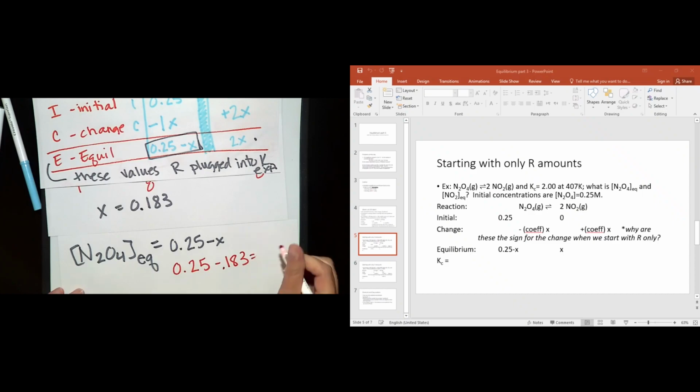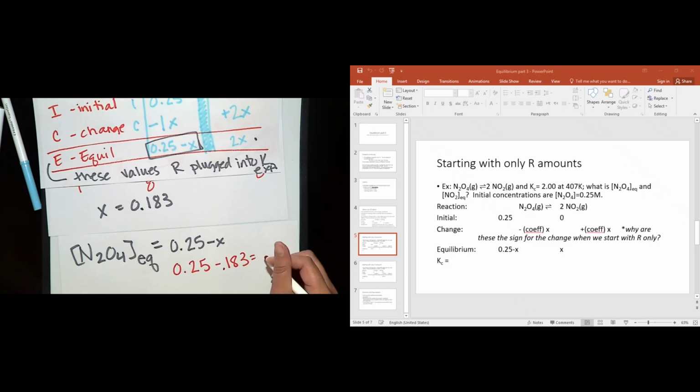0.183. Listen, if I get a change, an x value that's bigger than what I start with, that's a clue that I made a mistake, right? I can't lose more than I start with. I can't have 5 moles of something and convert 6 moles to product. I don't have 6 moles. I only have 5. So that is a big clue.